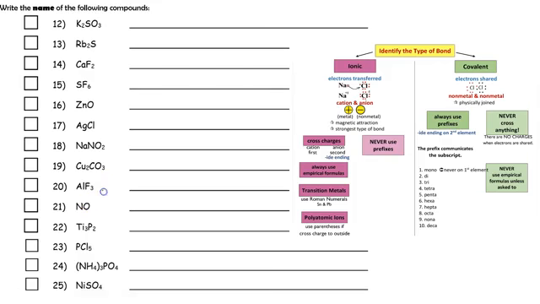We're going to go over several examples of how to write the names of a mixture of ionic and covalent compounds. So the very first thing, of course, that you need to do is to identify the type of bond that the compound has. So let's look at the first example.